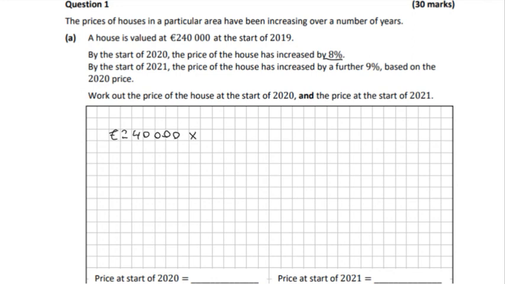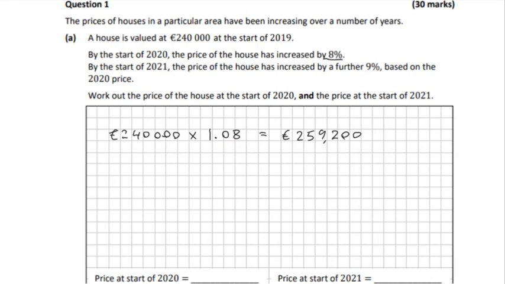So we're going to multiply by 1.08, or 1 plus 8%, and we will get a result of 259,200 euros. So that's the increase from 240,000. Add on your 8% by multiplying by 1.08, and there you have it. So that's at the end of the first year.